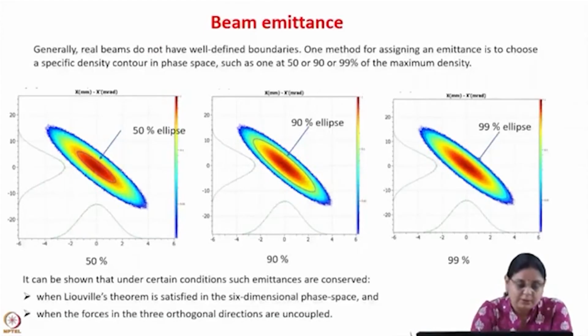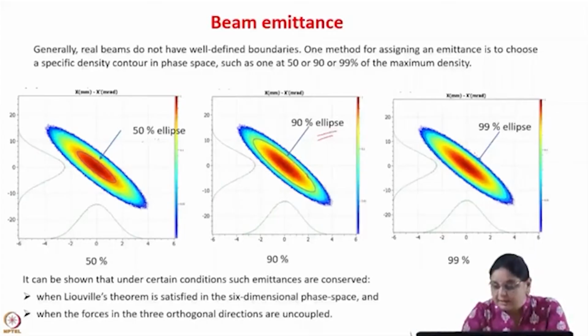Here you can see, for this beam, this is the 50% ellipse. So the area of this ellipse will be the 50% emittance. This is the 90% ellipse, containing 90% of the particles in the beam, so this will be the 90% emittance. And this is the ellipse containing 99% of the particles, and this will correspond to the 99% emittance.